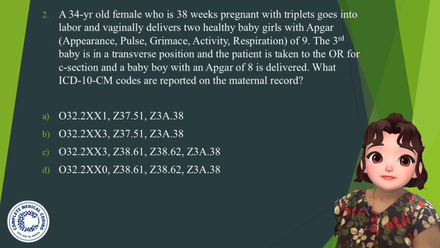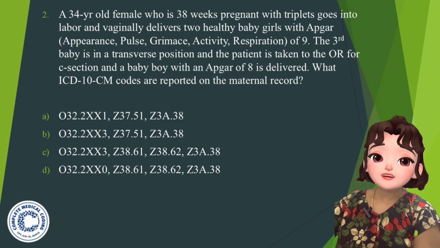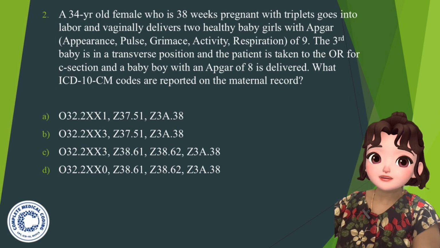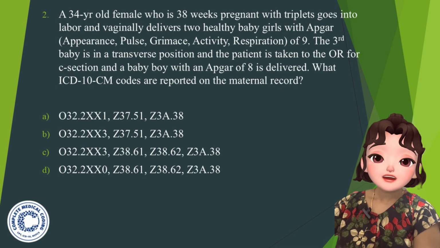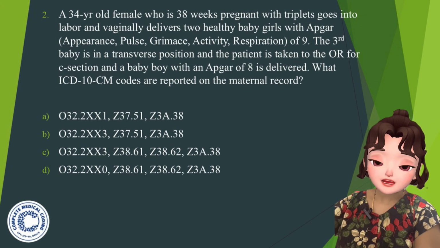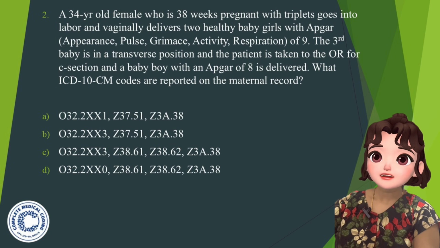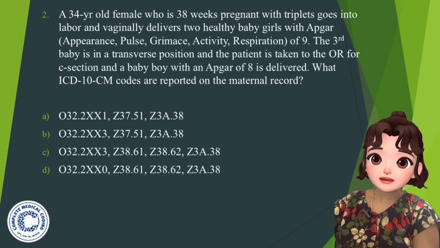If, for example, in the question all triplets are delivered vaginally or all are delivered by C-section, then you don't have to code this one. You have to code only for the triplet pregnancy delivery by C-section or by vaginal delivery. Since here both are present, you have to code this one. Maternal care for transverse and oblique live fetus 3. So that will be the first code.